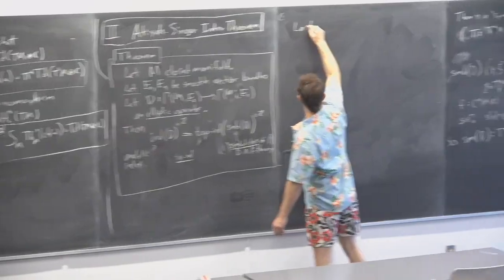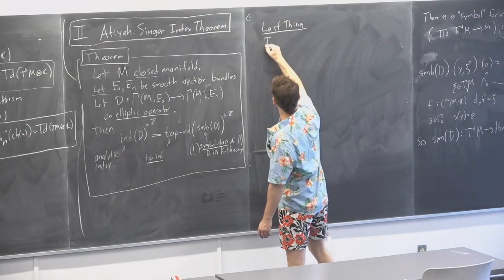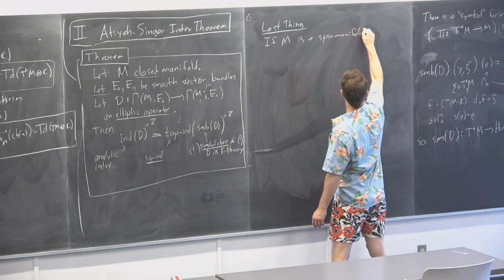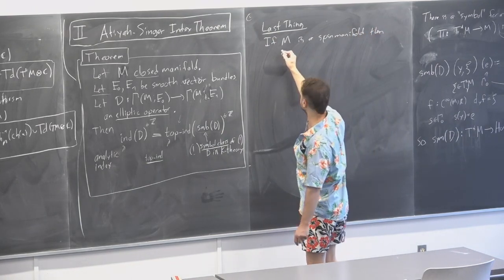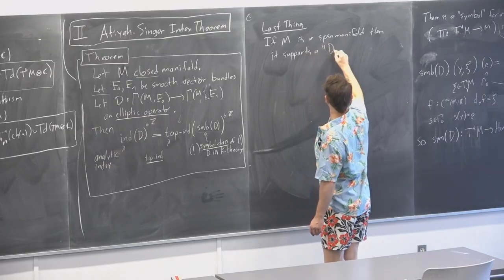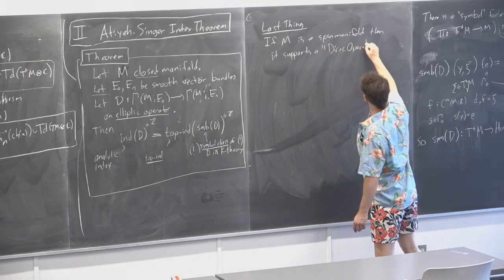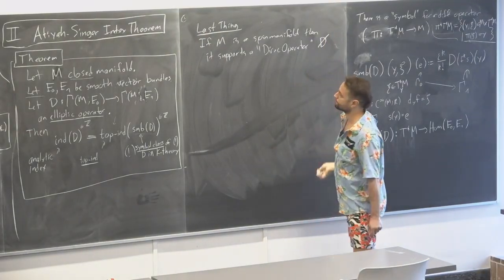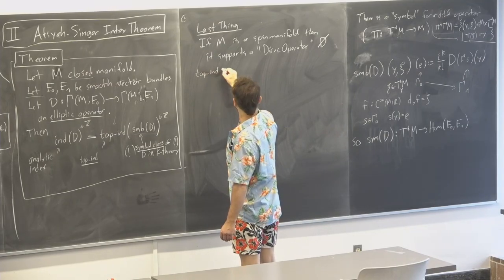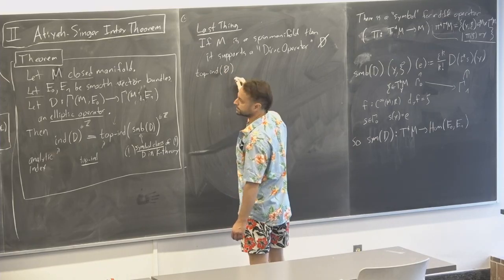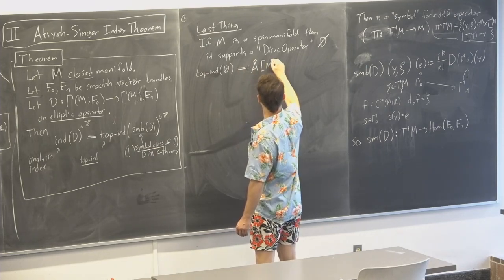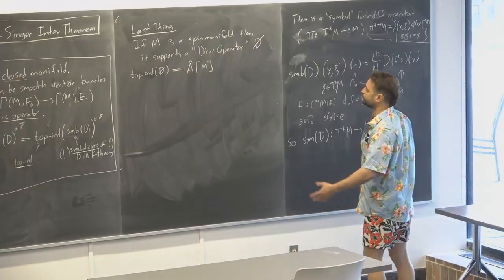So last thing, we're over time. So if M is a spin manifold, then in a way that maybe Francisco will talk about, it supports a Dirac operator, which I'll just write as a D with a line through it, and the index of D is called the A hat genus of M. So this was Atiyah's original, I can just say that the index.